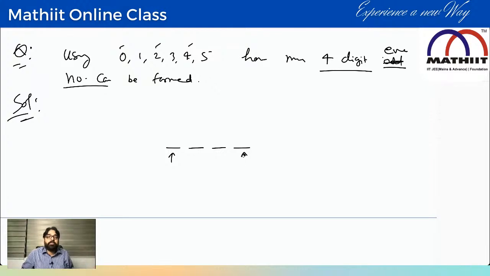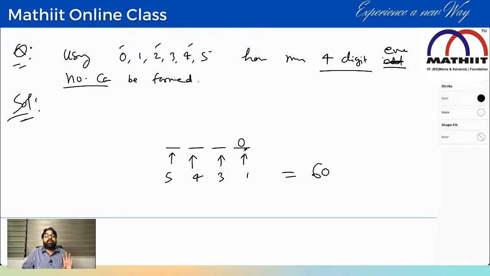What will you do? Who is the problem creator? 0 bhai. So first fix 0 here. I fixed it. How many ways can this be filled? Now freely I can fill in 5 ways. This place can be filled in how many ways? 2 gone, so 4 ways. This place can be filled in 3 ways. And this is 1 way because I fixed 0 here. So total how many will be there? 20 into 3, 60. Means 60 even numbers will be there where the last place is 0.